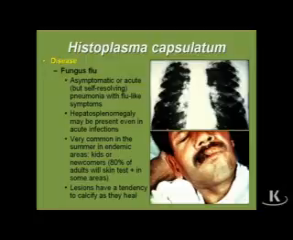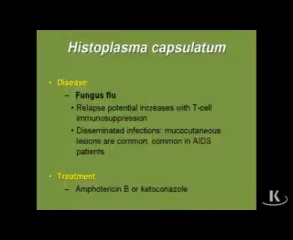When histo disseminates, as it does frequently in AIDS patients, it disseminates to mucocutaneous sites. So you will develop mucocutaneous lesions with histoplasmosis. So the disease, again, is sometimes called the fungus flu. You can have a pulmonary presentation with dissemination to the mucocutaneous sites.